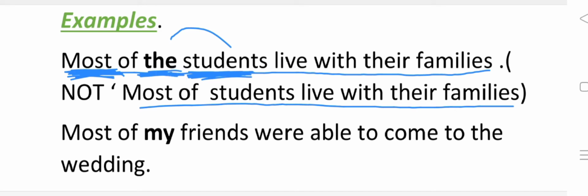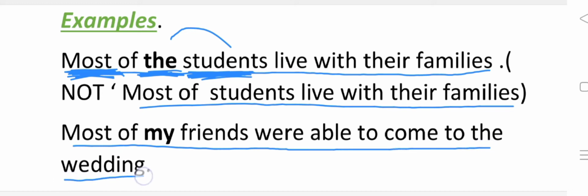The second example is most of my friends were able to come to the wedding. In this case, most of is followed by a pronoun my, and my is followed by a plural countable noun, friends. So in this case we also have to use most of. My is a pronoun, friends is a countable plural noun, and most of is to be followed by them.